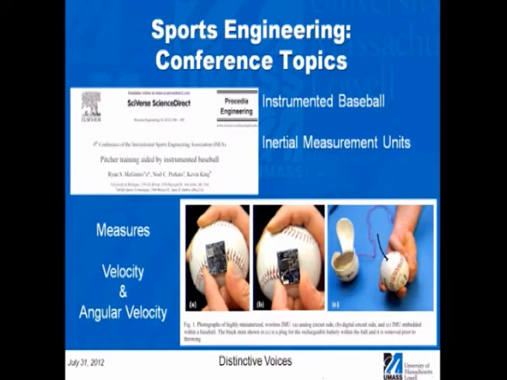And then another example, a little bit more related to baseball, by some researchers out of the University of Michigan, looking at instrumenting a baseball with inertial sensors. These are sensors that allow for the measurement of velocity and angular velocity. This ball wouldn't be used in the actual game. Those inertial sensors would probably be destroyed if you hit it with a bat. But the work allows for this to be used as a pitcher training aid.